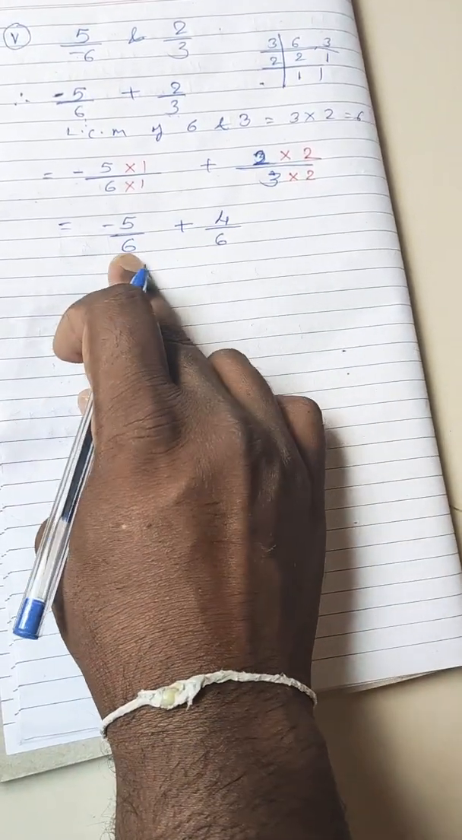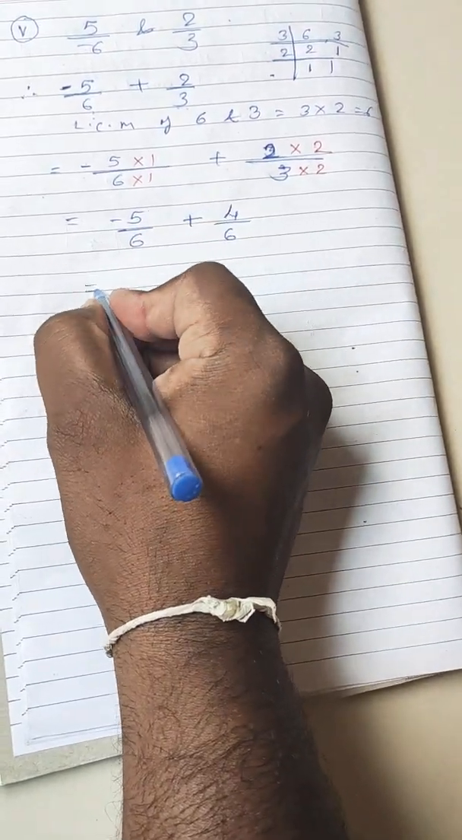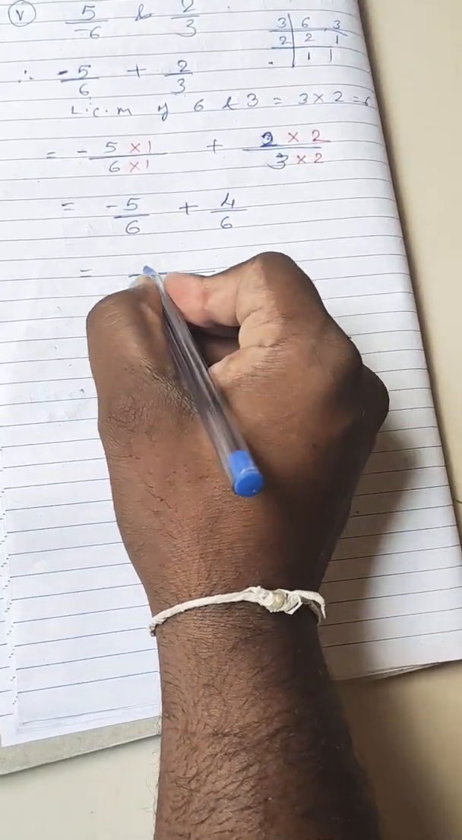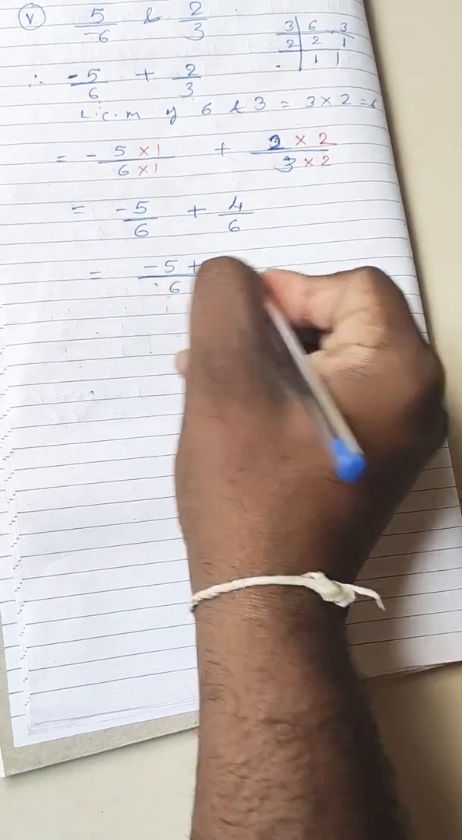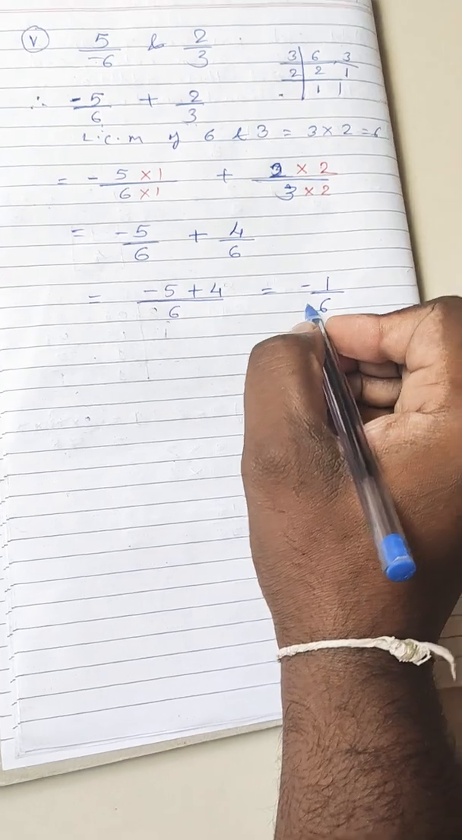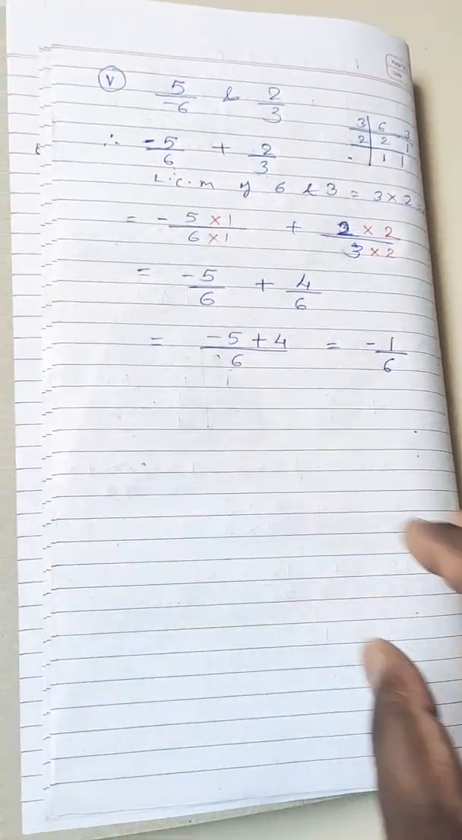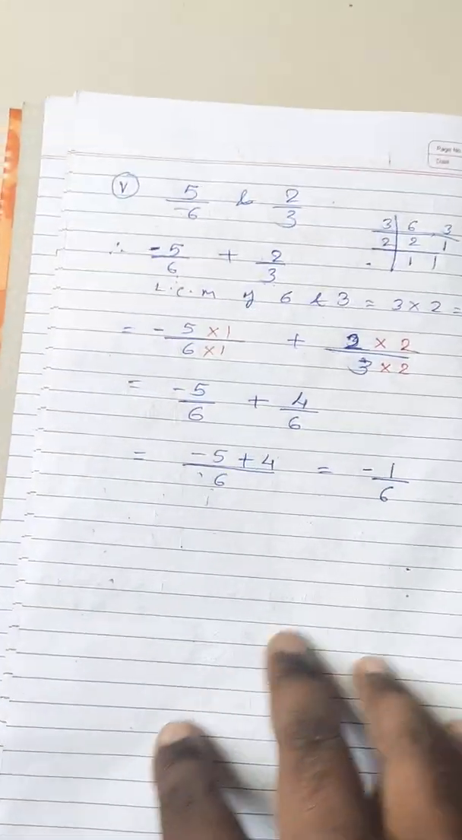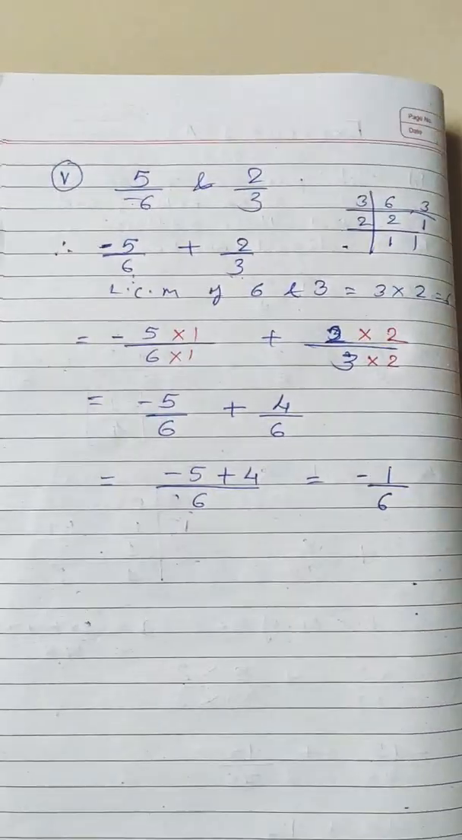Now let us see. The denominators are the same. So we can proceed further. Minus 5 plus 4 over 6. Final answer is minus 1 by 6. Got it? Okay. Then one more example.